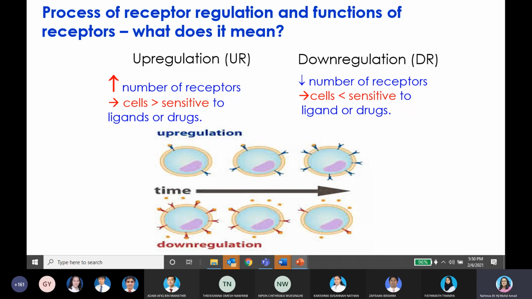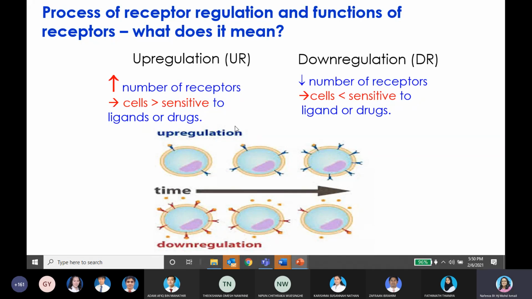Upregulation of receptors refers to an increase in the quantity of receptors, which makes the organ or the cells more sensitive to the receptors, whether you use antagonist or agonist. Did someone want to say something just now?